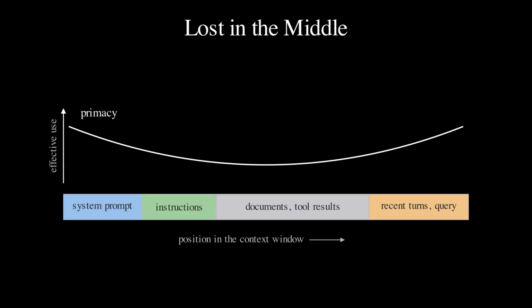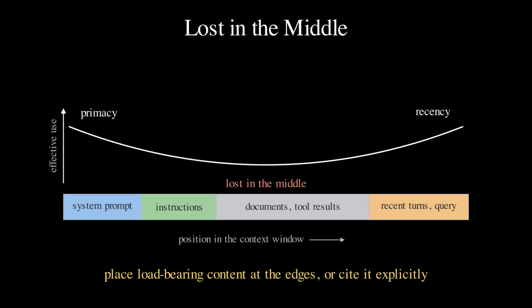Because even inside the window, not all positions are equal. Content near the beginning is used reliably, that is primacy. Content near the end is used reliably, that is recency. And relevant information buried in the center of a long context is systematically underused, the lost in the middle effect. The curve of effective use is a valley. The practical rule follows from the shape of the curve. Place load-bearing information near the edges of the window or point to it explicitly in the instruction, rather than trusting the model to find it in the middle.